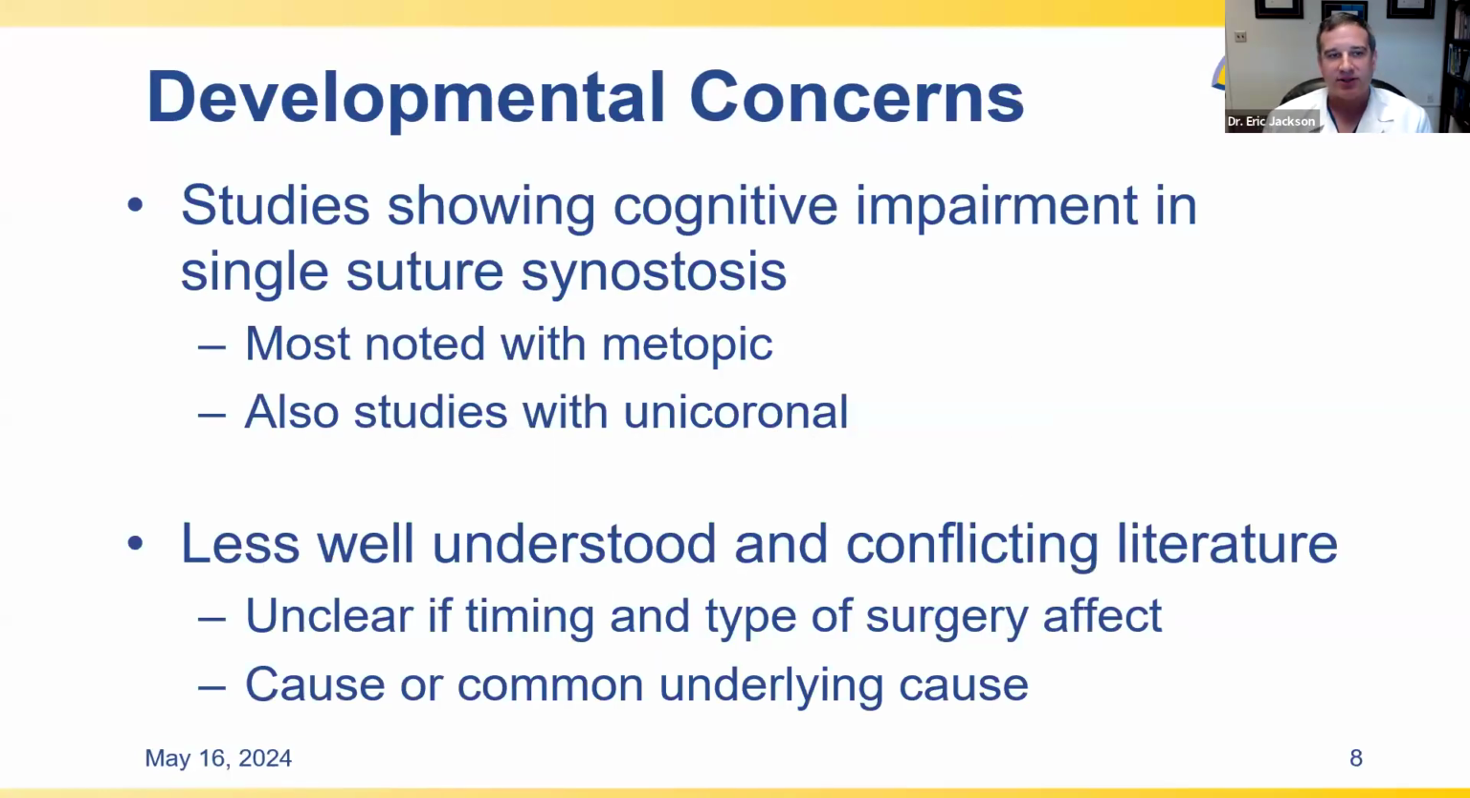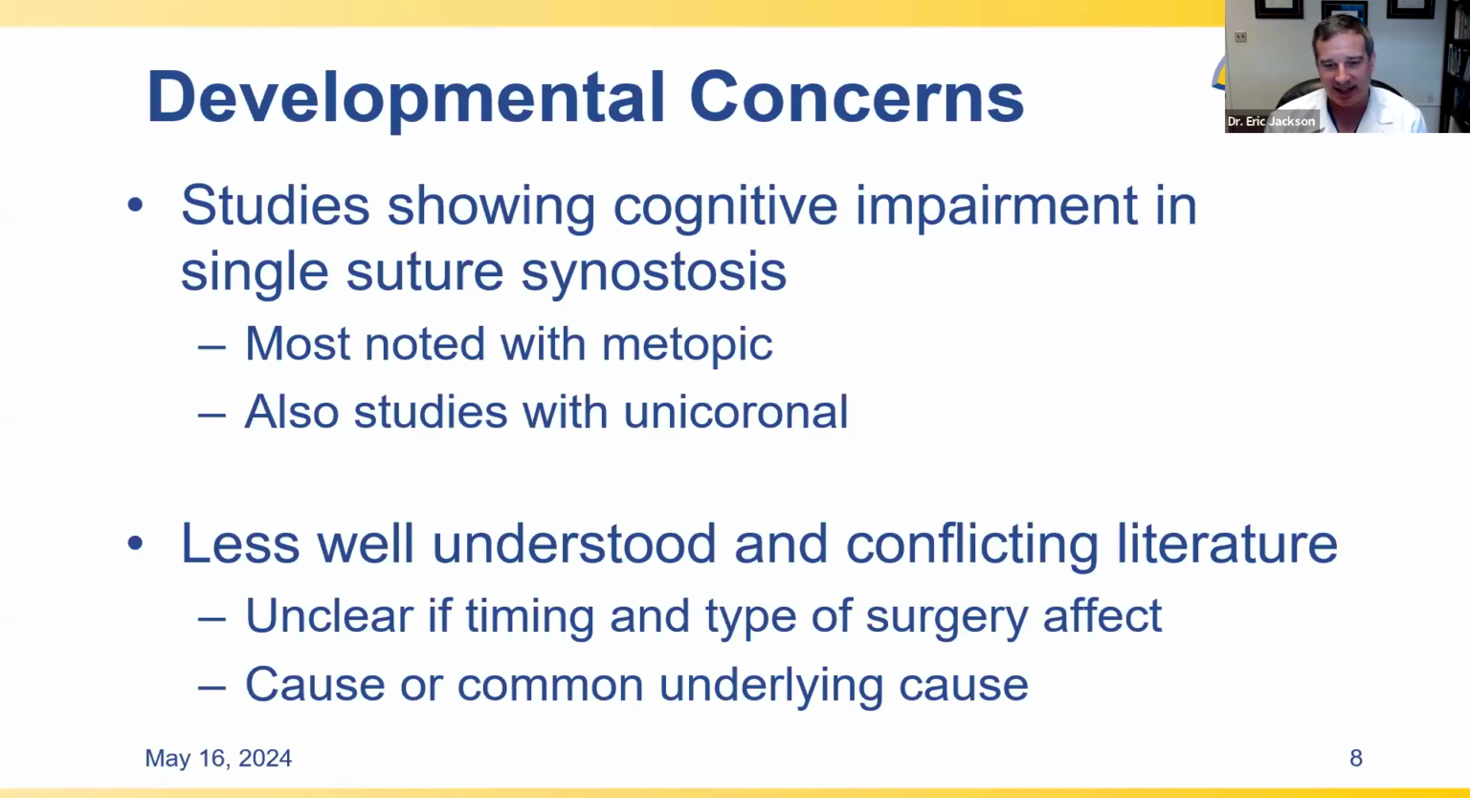In terms of developmental concerns, there are a number of studies that show cognitive impairment comparing patients with single suture synostosis and others without. There are more studies with metopic and also a number with unicoronal as well. And obviously with syndromic synostosis, there are separate studies. But the literature comparing developmental concerns versus shape, the developmental concerns are definitely less well understood. And there's actually some conflicting literature.